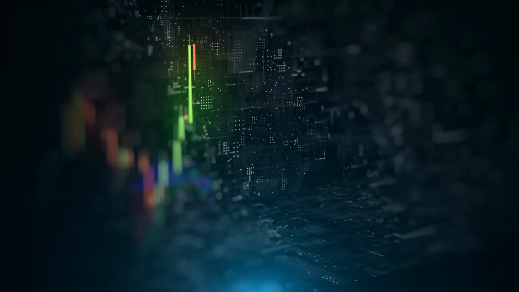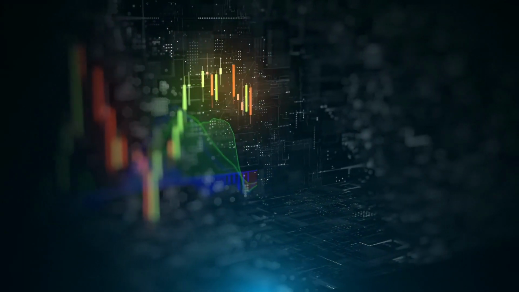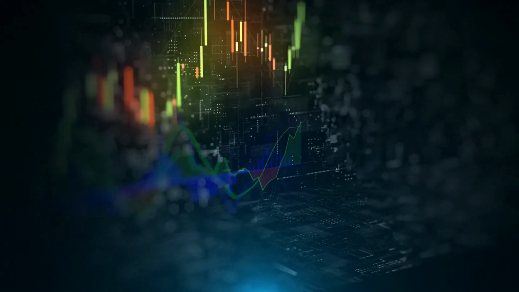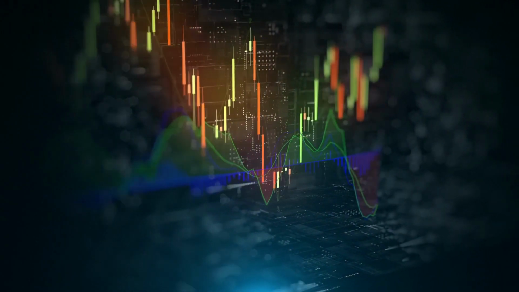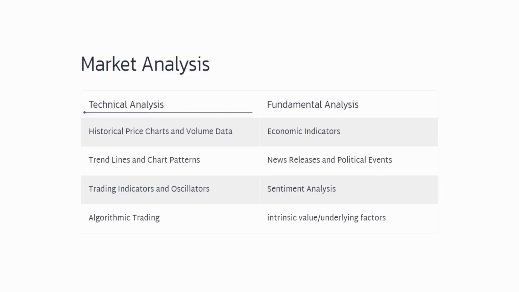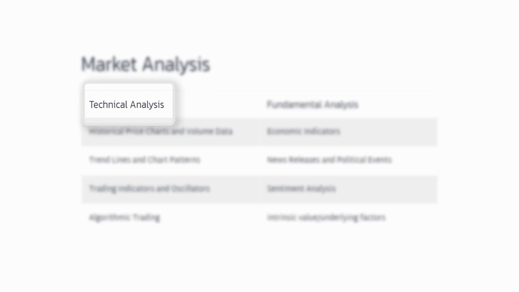So remember, combining fundamental analysis with other analytical approaches, such as technical analysis, can provide the most comprehensive view for making informed decisions in the crypto market. I personally use both, but when it comes to short-term trades, technical analysis is by far the winner.